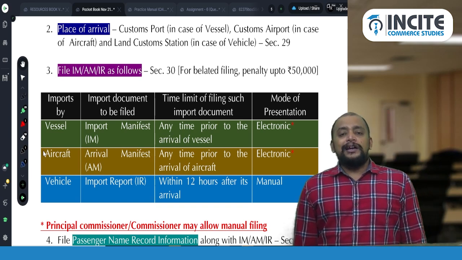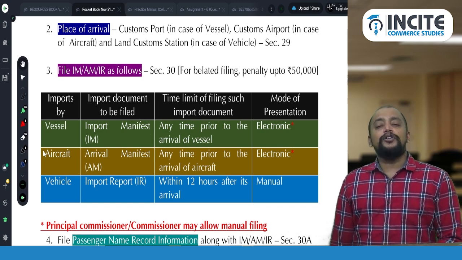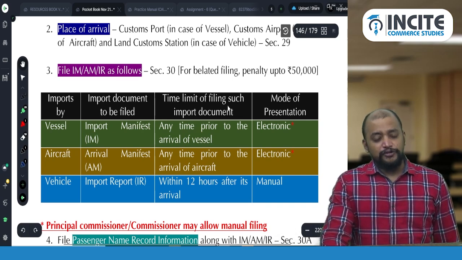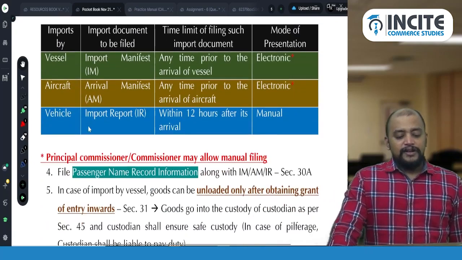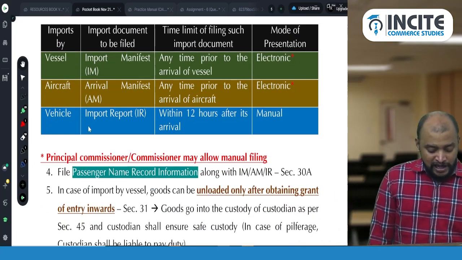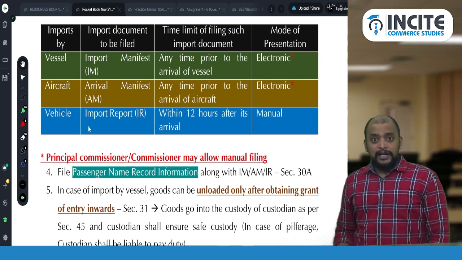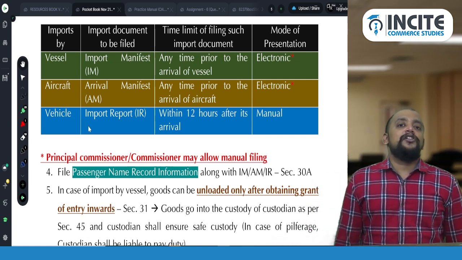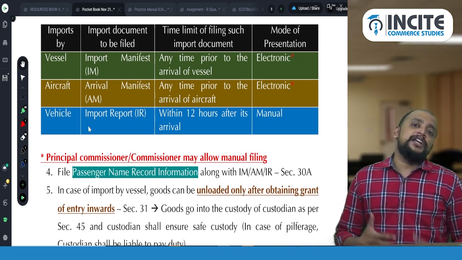Okay. And if there is any belated filing, there is a penalty up to 50,000 rupees. Then in case of vessel and aircraft, it will be online filing only, that is import manifest and arrival manifest. In case of vehicle, import report will be manual, but the principal commissioner or commissioner may allow filing of import manifest and arrival manifest manually in the absence of necessary infrastructure.